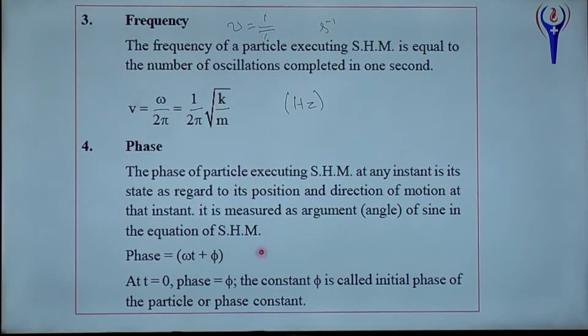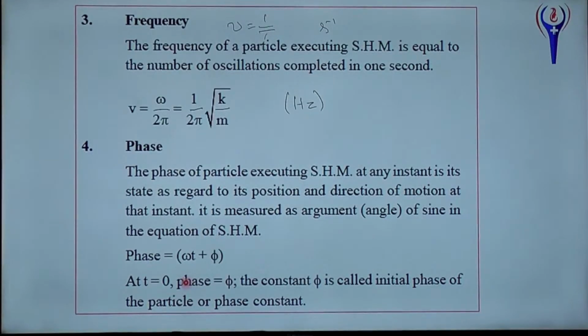At t equal to 0, phase equal to phi. So this phi we are calling the initial phase. Phi is called the initial phase, that is, at t equal to 0, phi is the initial phase of the particle or phase constant. Okay. So what is phase? Phase is a state which regards the position and direction of motion at a given instant.